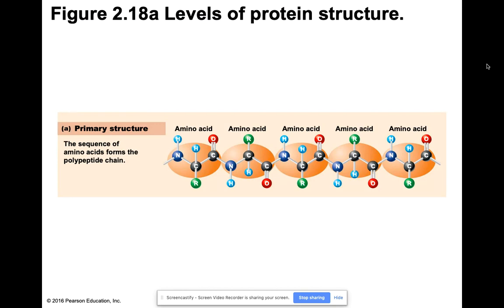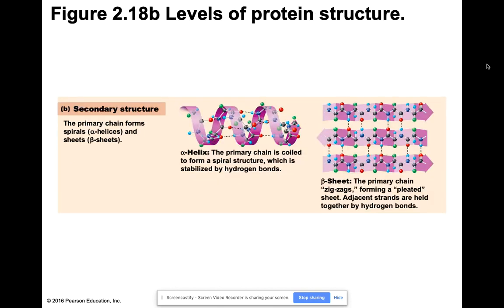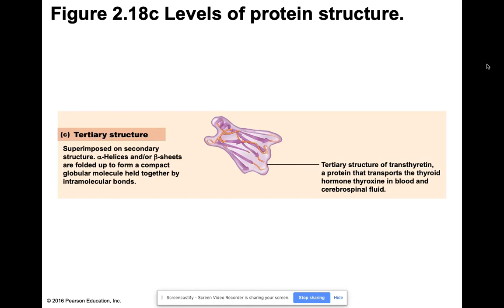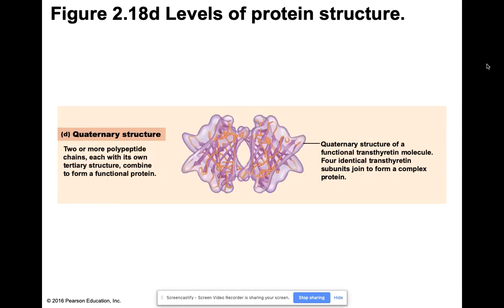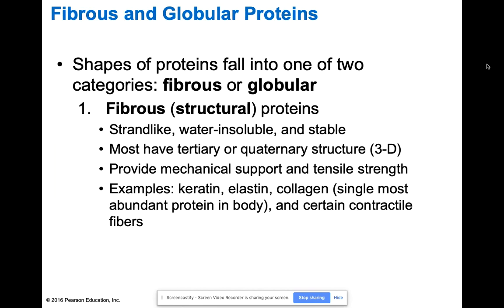Okay, primary structure is just the amino acid chain. There's no folding. It's just, like I said, beads on a string, a straight chain. Here you have the secondary structure. So you have alpha helices that look like a spiral and beta sheets, which look like a pleated sheet, like an accordion. Then we have our tertiary structure here, which contains both alpha helices and beta sheets interacting together, starting to fold up a little bit more. And then our quaternary structure is when we have 2 or more polypeptide chains interacting with each other.